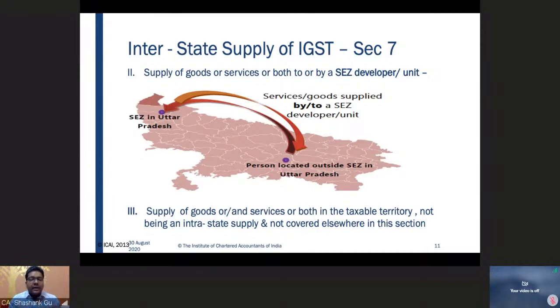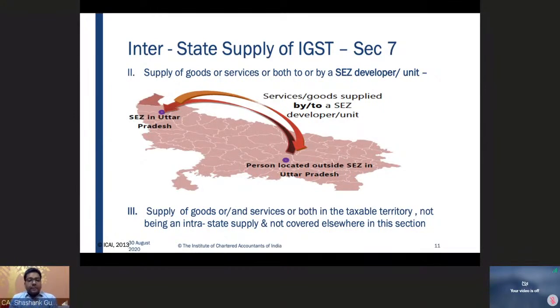Once I have developed that area and actual exporters are sitting there, that area is known as SEZ unit. And I could be supplying services to SEZ developer or an SEZ unit. Both of these will be covered under IGST and vice versa. If SEZ developer is supplying goods or services to me, if SEZ unit is supplying goods or services to me, that would also be liable to IGST. So hypothetically in your mind, what you can think is that for tax purposes, SEZs are treated as a territory which is outside India.